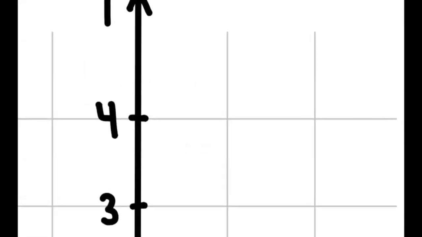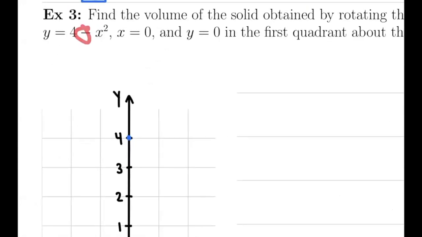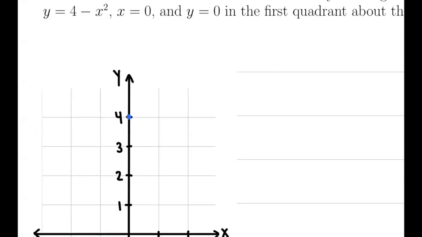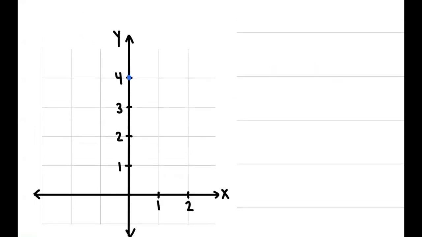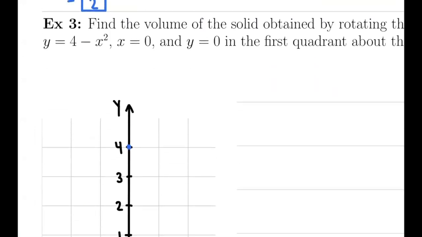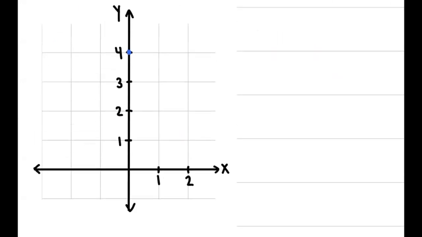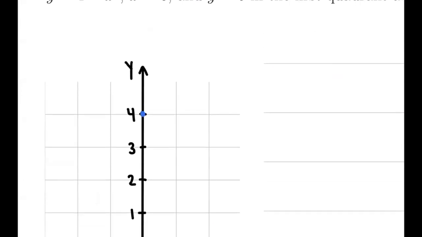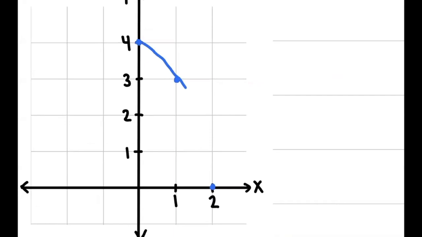So let me just put that on my y-axis. The y-intercept is 0, 4 right there. And that negative is going to flip the parabola, so it's going to be concave down. And the x-intercept is going to be 2, right? Because if you set y equal to 0, we know that 4 minus 2 squared is 0. And I can plug in 1, and you'll get 4 minus 1, which is 3. So I have those 3 points.